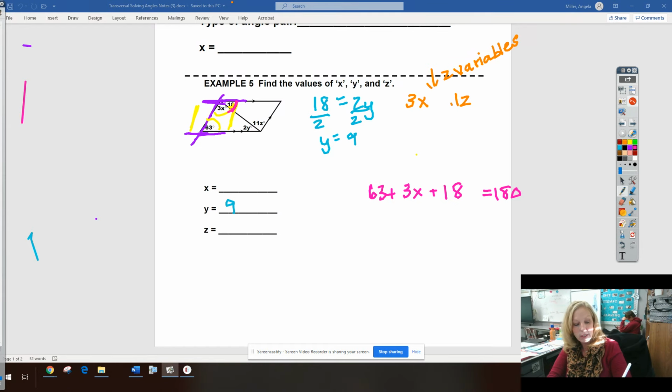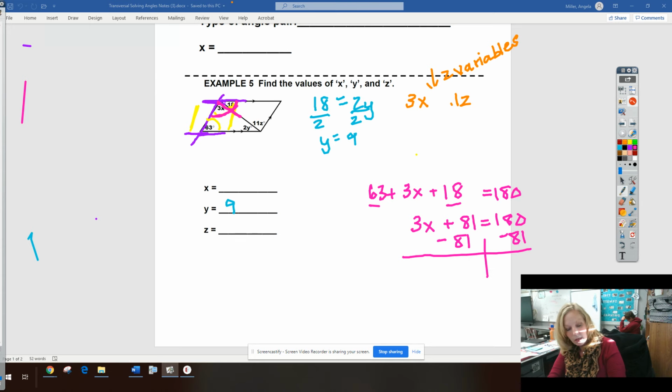I know this looks weird that we're adding these two angles up, but we can. They're right next to each other. There's no reason that we can't. So now I have an equation. I can solve it. I'm good to go. Let's add our 63 and our 18. That's going to give me 81. So I'm going to bring my 3x down plus 81. If I subtract my 81 from both sides, that's going to be 99. Divide by 3. And x is going to equal 11.